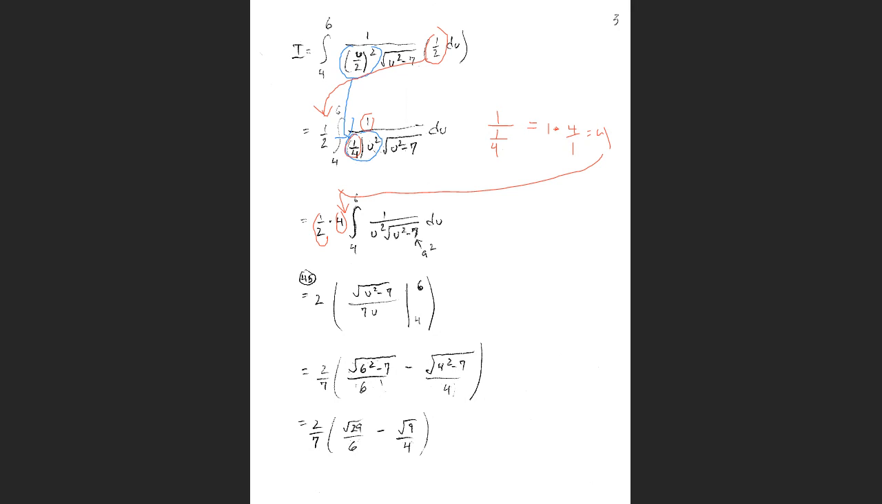Professor? Yes, Claire. How did we get 1/4 again? The way we got it is u divided by 2 squared is u over 2 times u over 2, which is u squared over 4. That's how we get 1/4 u squared.